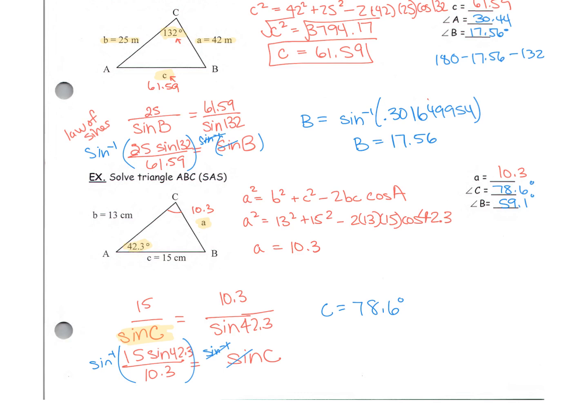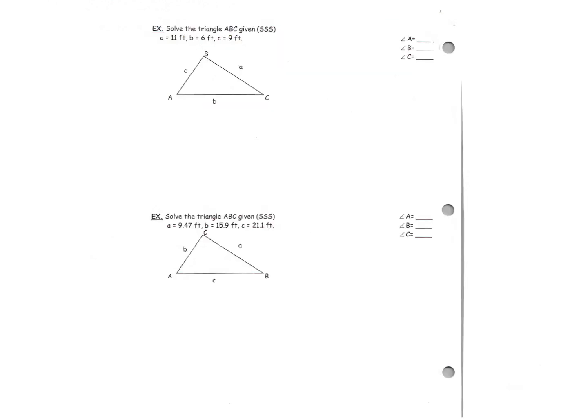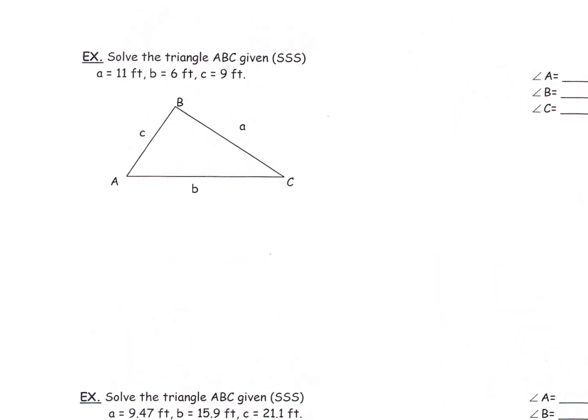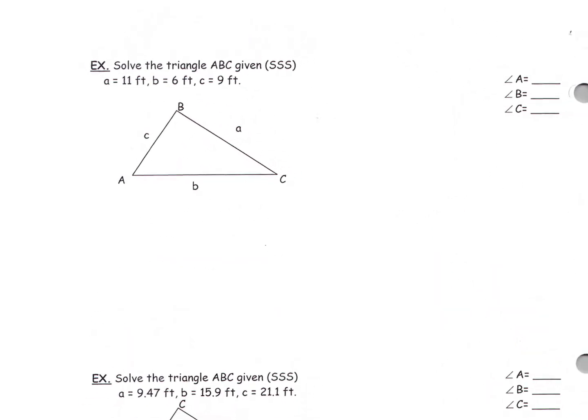So those were side angle side cases. What about the other time we use law of cosines? And that's for side problems. So let's take a look at what that looks like. First of all, let's put in our measures. Again, these triangles aren't drawn to scale.